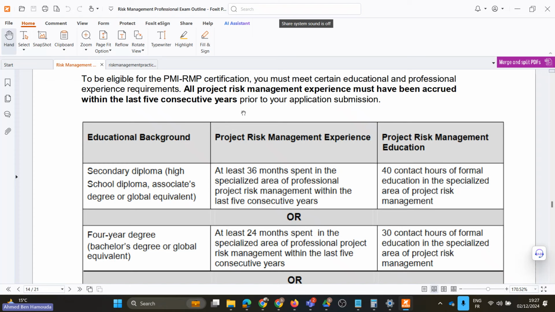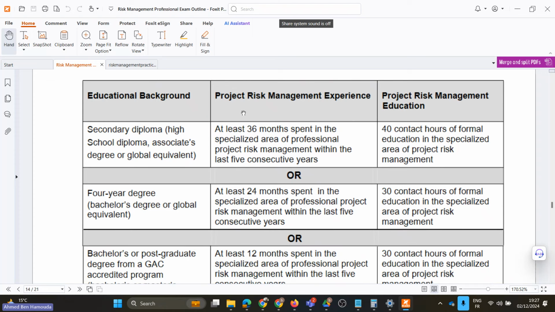It's not acceptable, right? Now, for the education, in case you have a secondary diploma, like a high school diploma or a 2 years university degree or global equivalent, then you need to have at least 36 months spent in the specialized area of professional risk management. You see, it's about professional project risk management. So you need to prove that you have applied risk management on projects within the last 5 consecutive years.